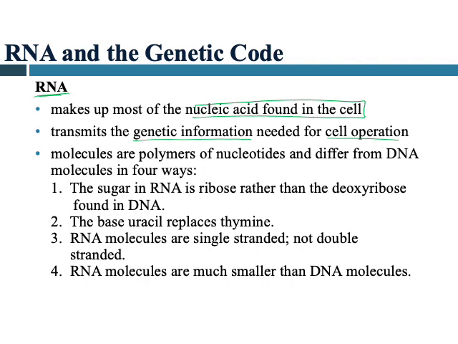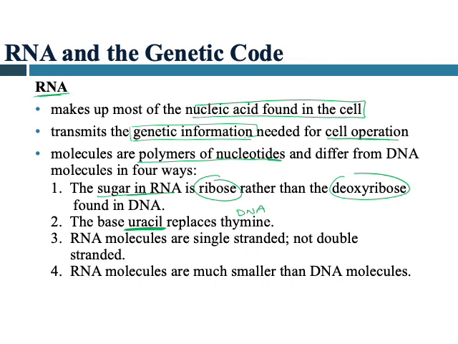We're going to see later in the chapter how this RNA is helpful to transmit the genetic information from the nucleus to the outside of the nucleus, to do a cell operation. Okay, and then we already talked about RNA being a polymer of nucleotides, and it differs from DNA in four ways. The sugar in RNA is ribose; in DNA it is deoxyribose. In RNA we use uracil; in DNA we use thymine.